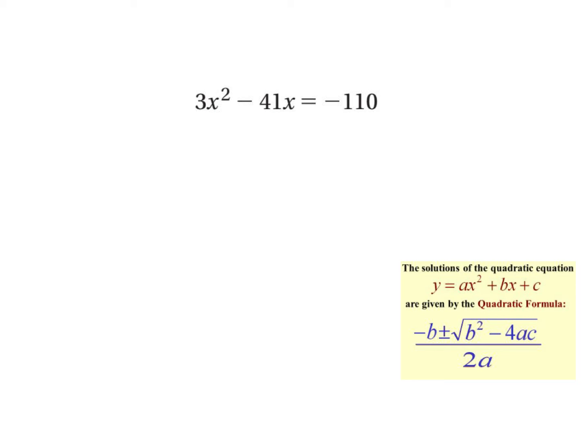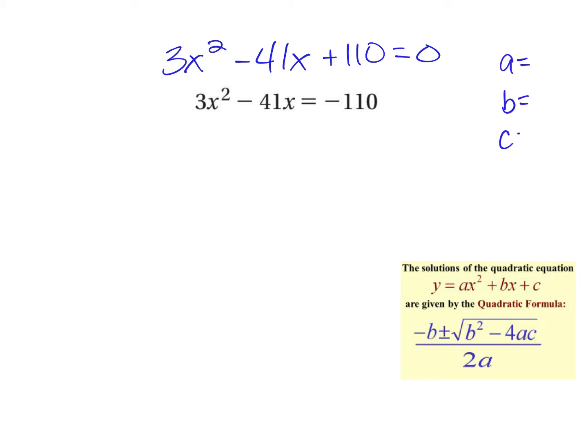Let's continue. I do have to get this one in standard form, so this would actually be 3x squared minus 41x plus 110 equals 0. So when I pull my values, A has a value of 3, B is negative 41, and C is 110, and it's positive. So that may make a difference for us today.